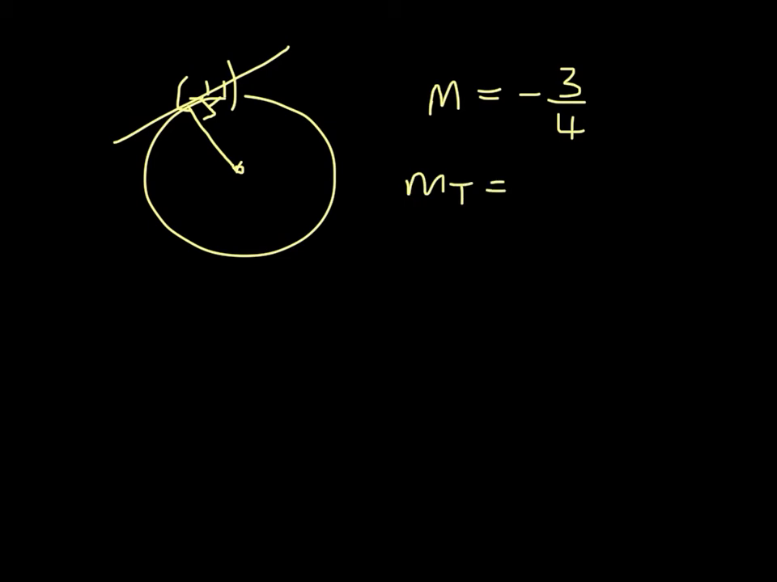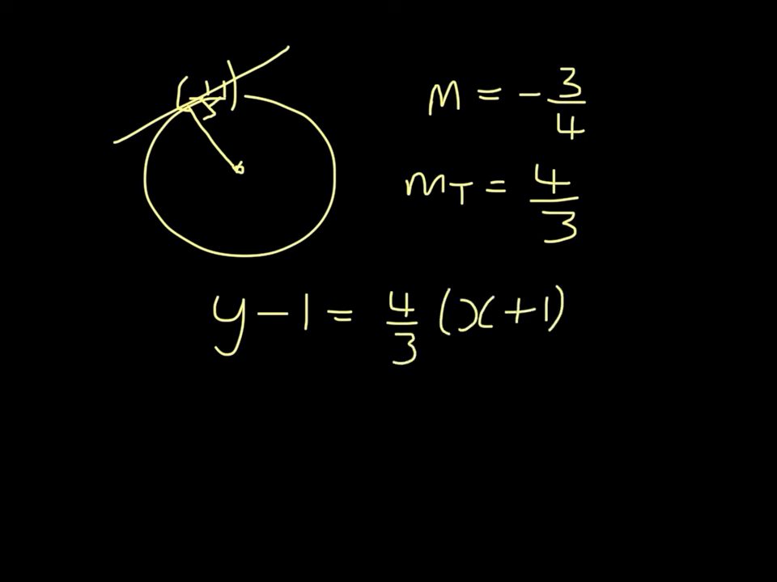A circle, and we want to work out the tangent. What I can see is radius meets the tangent at 90 degrees. So if my gradient was −3/4, then the gradient of the tangent will be the negative reciprocal, 4/3. The equation of the line is y − y1 = m(x − x1).